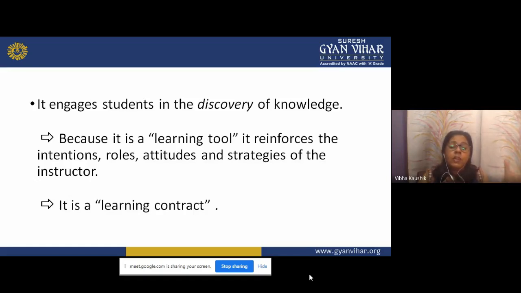It reinforces the intentions, rules, attitudes, and strategies of the instructor. It reinforces and motivates the intention, rules, attitudes, and strategies which the teacher has adopted to make the teaching learning process effective. It is a learning contract: the syllabus should be completed in that particular time between a learner and an instructor.